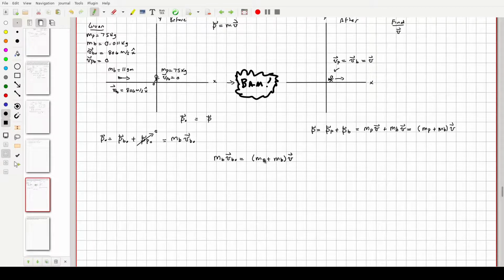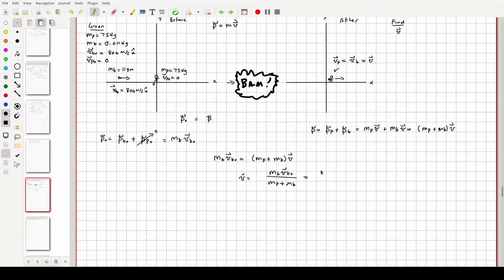So the way to think about it is that the initial momentum of the bullet and the person, because this is an inelastic collision, since these things are sticking, form a composite object after, which has one velocity. What's that velocity equal to? Well, in this situation, the mass of the bullet times the bullet's initial velocity divided by the mass of the person plus the mass of the bullet.